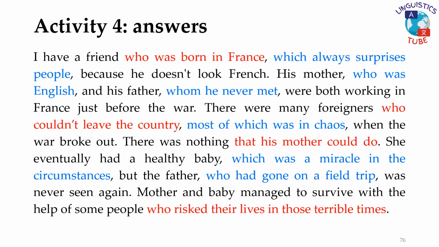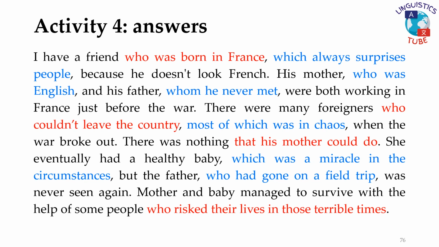And here are the answers. I'll talk through the answers in order. The first relative clause is restrictive because it refers to a specific friend, the one who was born in France. Thus, without it, we wouldn't know exactly which friend is being referred to. So, the relative clause determines the meaning of the noun phrase.